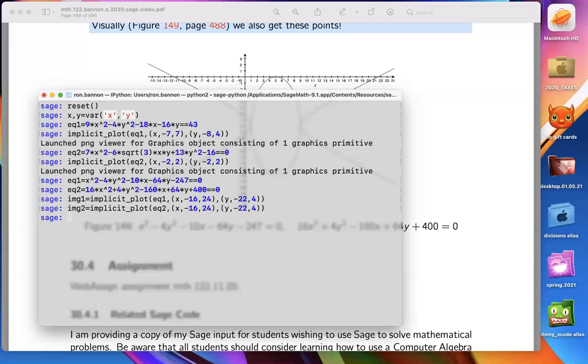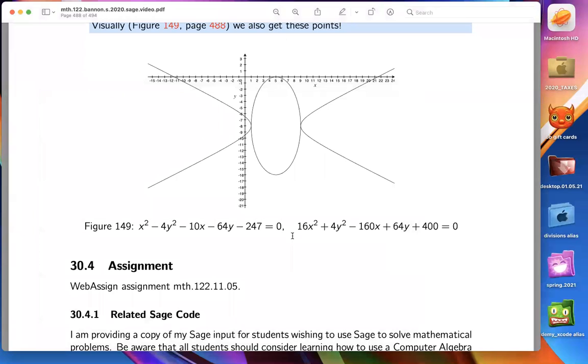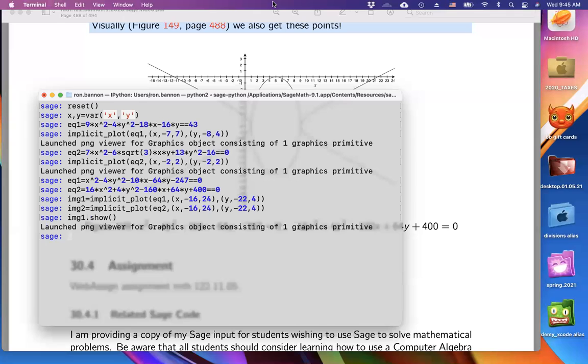Now, I can use a command called show, like img1.show. Let's see what that looks like. Well, I got that. I was kind of expecting that. Let me go back to my command. I'm going to take both of those things and combine them together. So I'm going to take image 1, and I want to combine it with image 2. Add them together. Let's see what happens. Dot show.